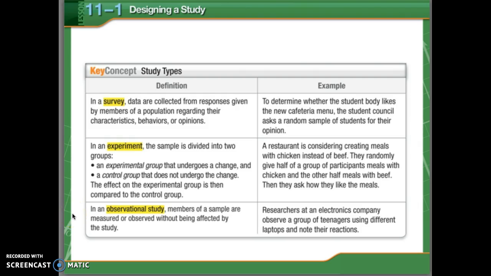And thirdly, we have an observational study, which is where members of a sample are measured or observed without being affected by the study. So the key here is that this is a sample from a population. It's not an entire population like a survey. And also, there is no experimental group. You're just looking at people to see how they react in their natural environment. You, as the person running the experiment, are not doing anything to anyone in the study.